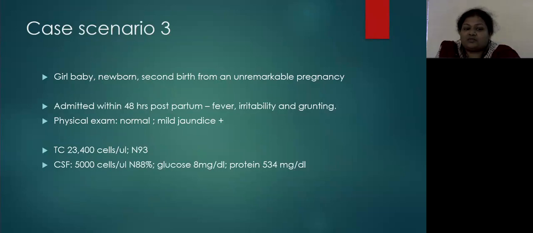This is a newborn baby. Admitted 48 hours postpartum with fever, irritability, and grunting. Mild jaundice was there. Total count was 23,000. CSF was 5,000 cells with a glucose of 8 and a protein of 534. What are your differentials here? CSF has 5,000 cells. Okay, so what are you saying?